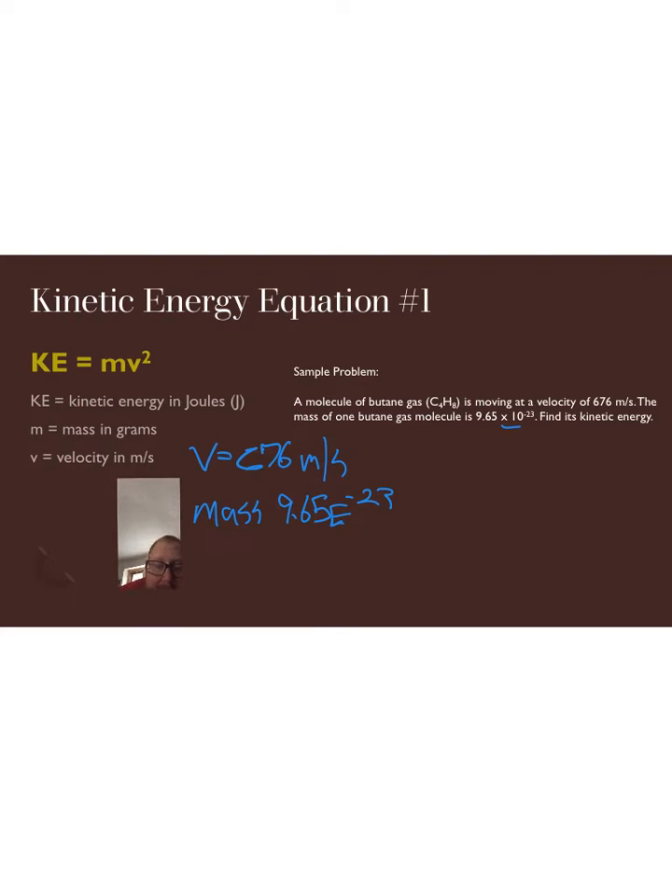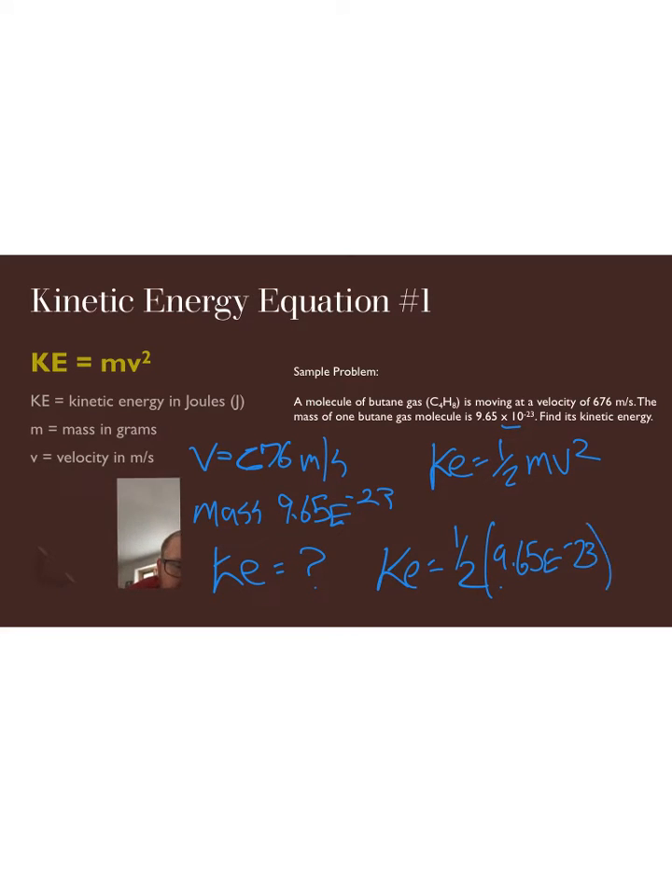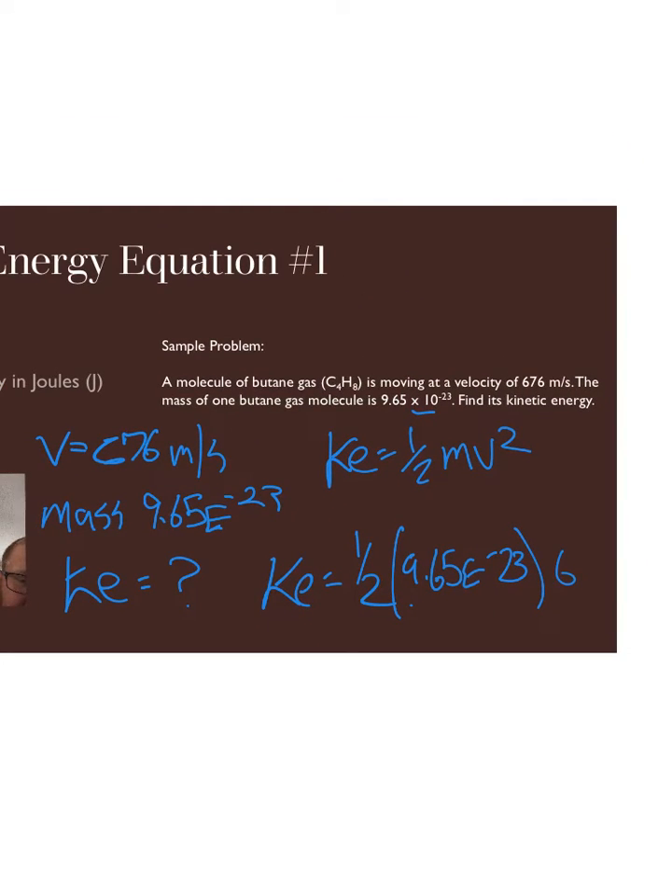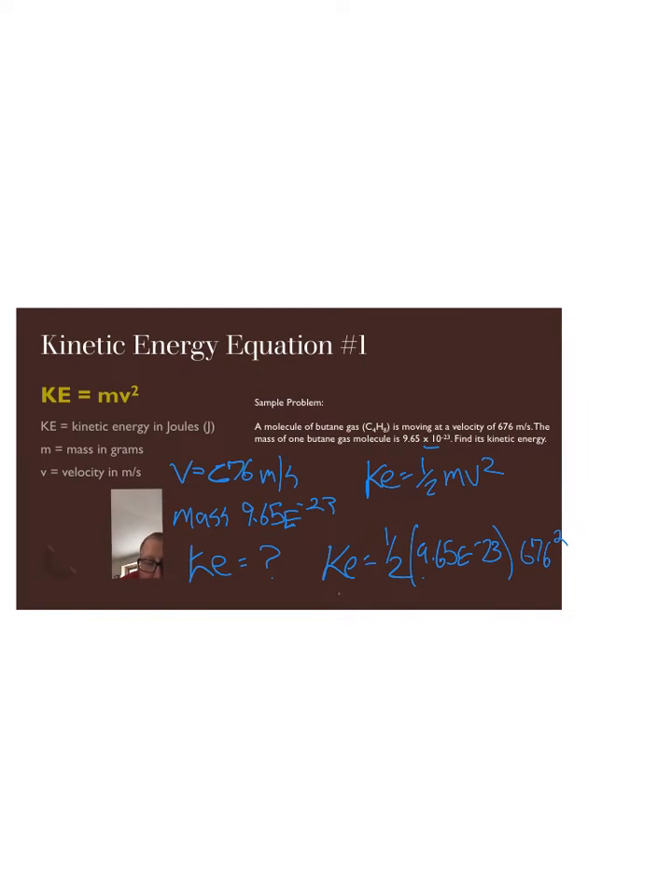And so we want to find the kinetic energy. So we want to know KE equals question mark. We know the formula is KE equals 1/2 mv squared. So let's plug it in. KE equals 1/2 m, so 9.65 E to the negative 23rd, times v, 676 squared. Okay, so when you plug that into your calculator, you can solve for KE.